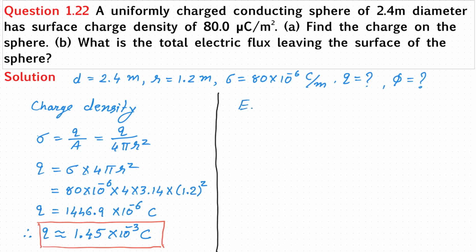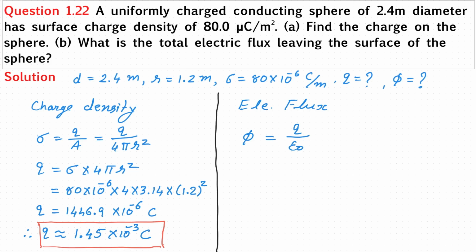Electric flux here can be found using the Gaussian equation. Flux phi is equal to q upon epsilon 0, because there must be some charge. This we have already calculated. So due to that charge, the electric field is coming out, and so there is some flux leaving the surface of the sphere that we need to find out.